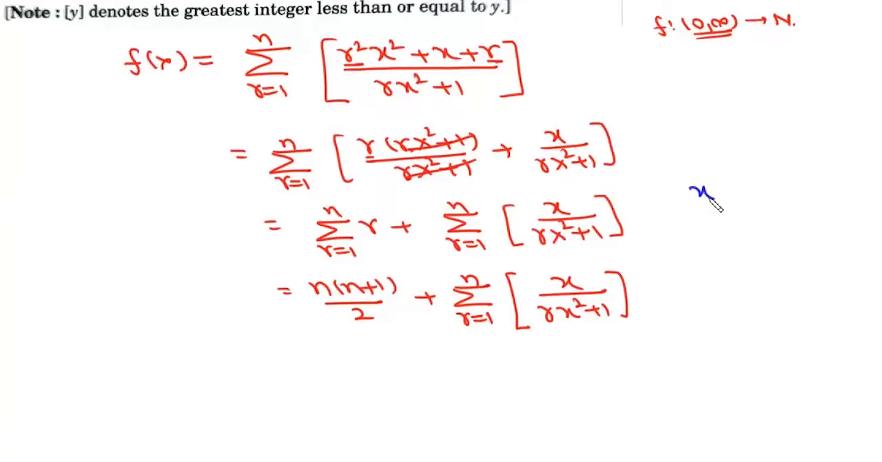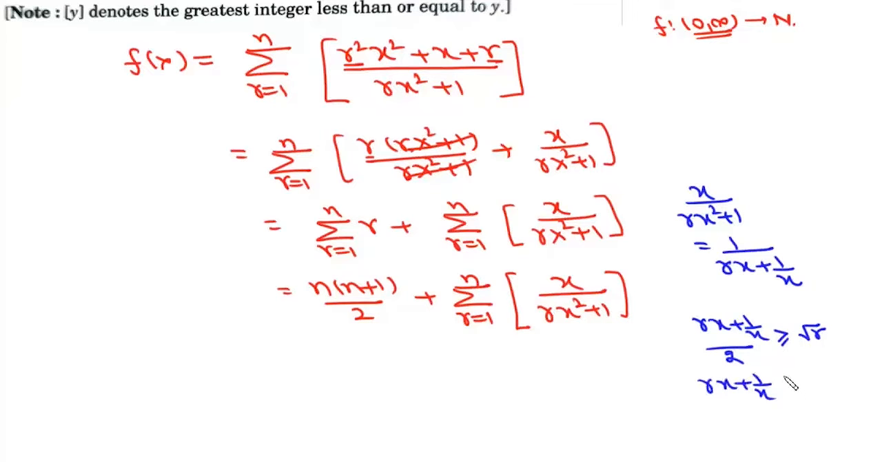So what we'll do is we'll write x upon (r x square plus 1) as 1 upon (r x plus 1 by x), and if we take AM-GM, then (r x plus 1 by x) by 2 is greater than or equal to under root r, or r x plus 1 by x is always greater than or equal to 2 root r. Now if we take its reciprocal, then we can write x upon (r x square plus 1) will always be less than 1 upon 2 root r. That means it is always less than or equal to 1 by 2. Now if it is always less than or equal to 1 by 2, then the value of this greatest integer function will be 0. So basically this function f(n) is nothing but n into (n plus 1) by 2.